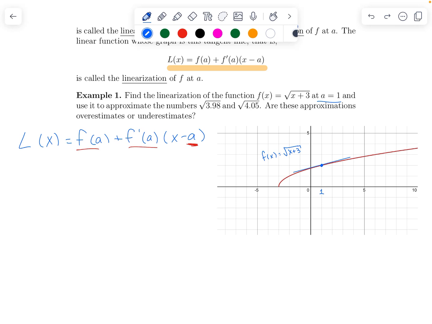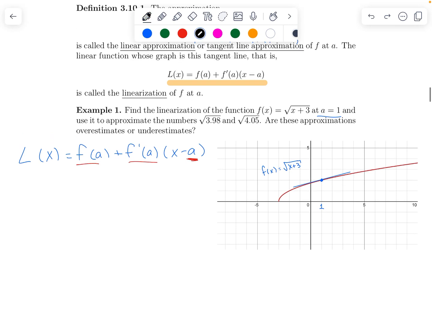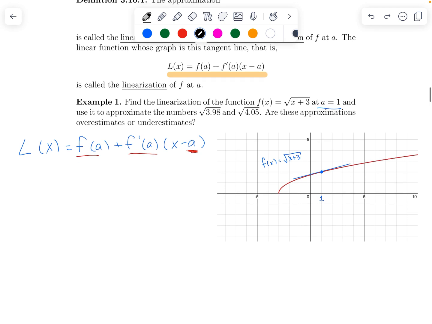So let's see what we get. F of a, this is a equals 1. So let's start with f of x, which is root x plus 3. So f of a, in this case f of 1, is the square root of 1 plus 3, which is 2. So this part is 2.